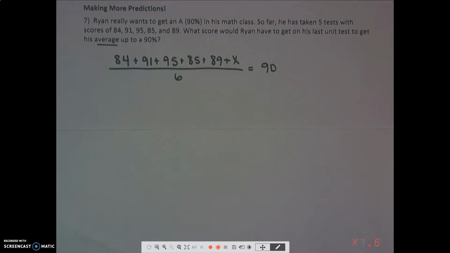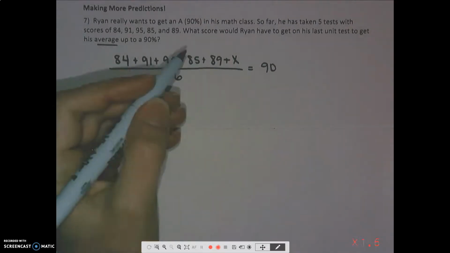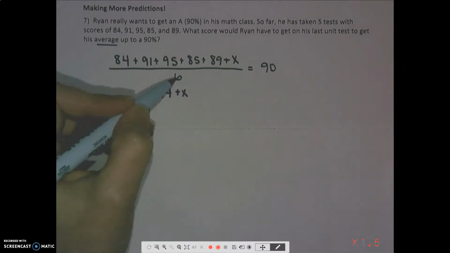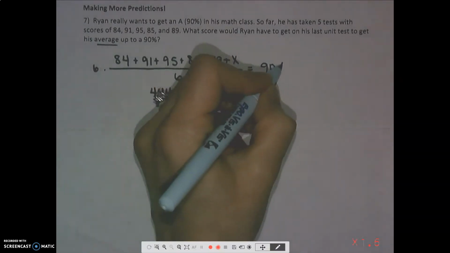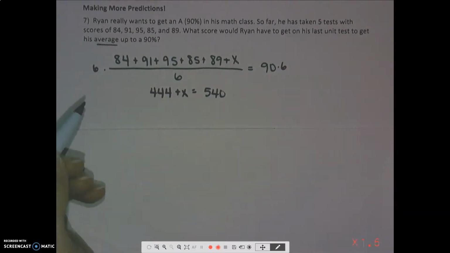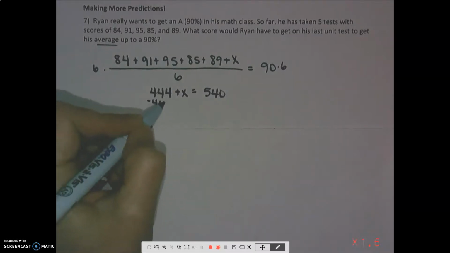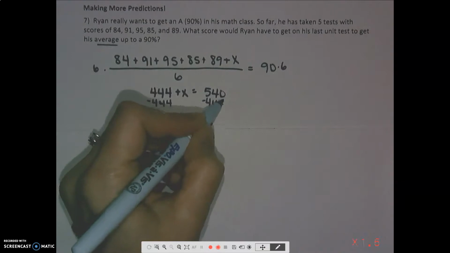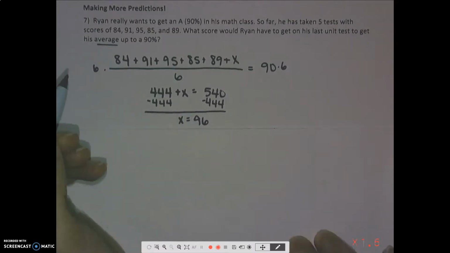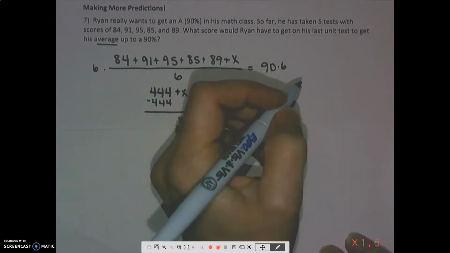So now how do we solve this equation? So first, we're going to add all of these numbers together, and we get 444. And then to get rid of this divided by 6, we're going to multiply both sides by 6. So that would mean that our 444 plus x would equal 540. And then to get x by itself, we're going to subtract 444 from both sides to tell us that x equals 96. So this means that Ryan must get at least a 96%.